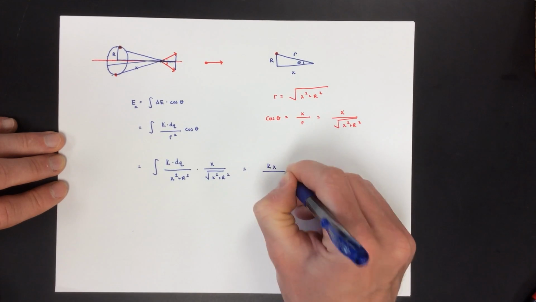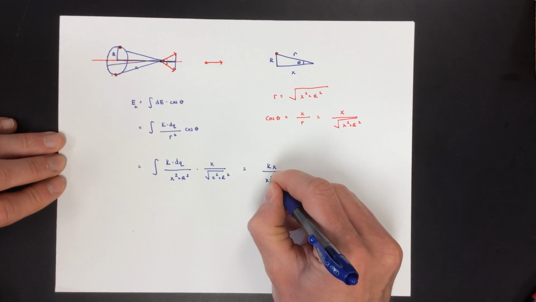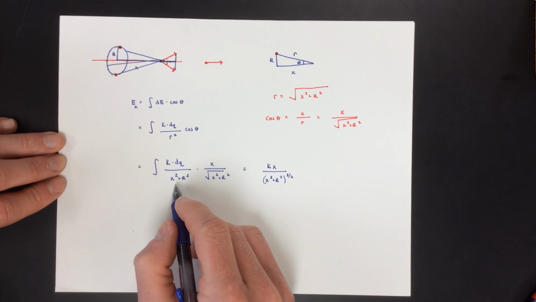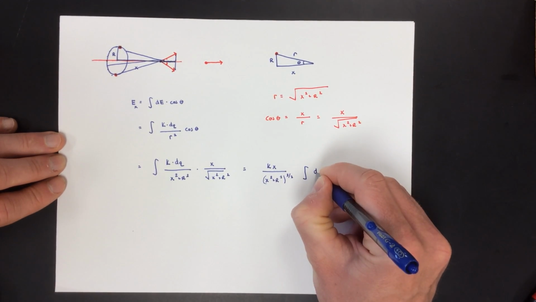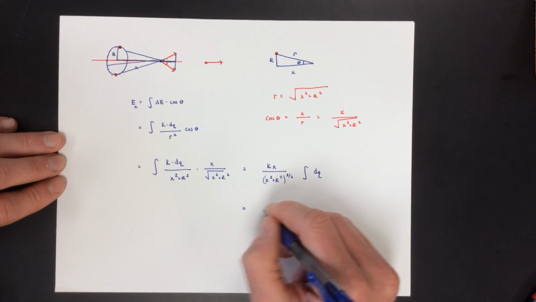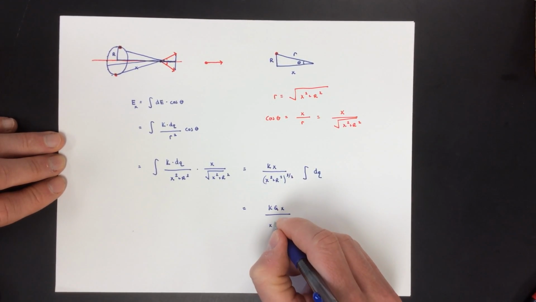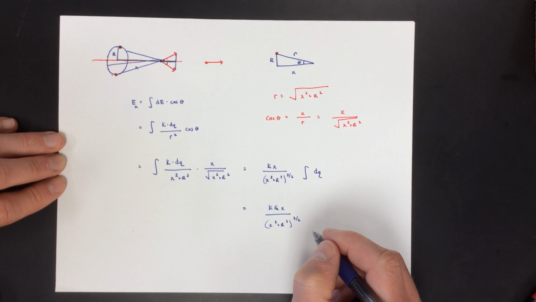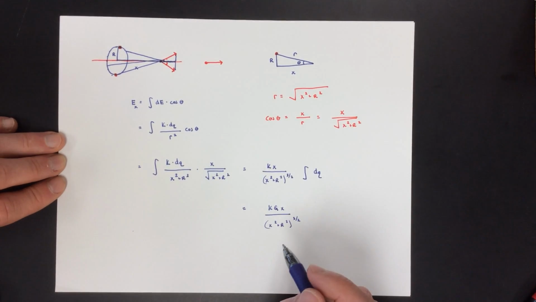K, x, and then this is x squared plus r squared times another x squared plus r squared to the half power. So that's x squared plus r squared to the 3/2 power, right? This is 1, which is two halves. Another half is 3/2. And then integrating, the only thing left in here is dq. Well, what happens if you accumulate all the dq's? You just get q. So we get k q x over x squared plus r squared to the 3/2. And we have the electric field due to a ring of charge.